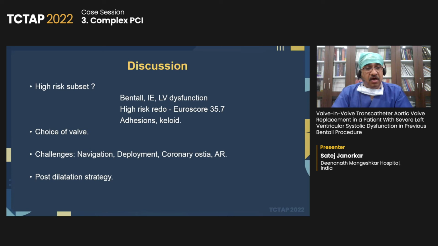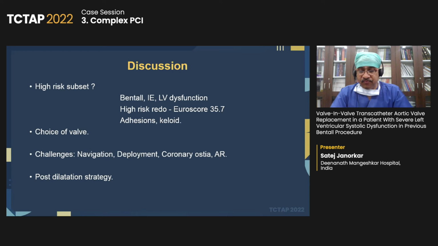As for the choice of valve, initially we thought of a balloon-expandable valve, but looking at the bulky delivery system, we chose a self-expanding valve because we had to navigate through the plastic tube conduit of the previous Bentall surgery. So the challenges were navigation, definitely, because of the Bentall tube itself.